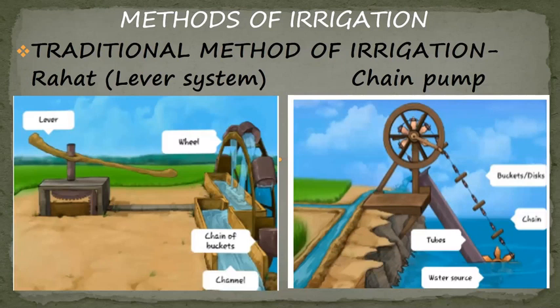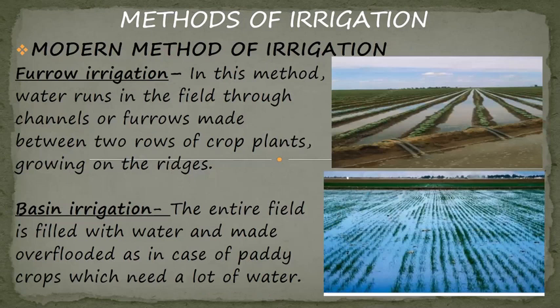Traditional or old methods of irrigation are used so that the water available in wells or lakes is lifted up by different methods for taking it to the field for irrigation. Cattle or human labor is used in these methods. Thus, these methods are cheap and less efficient. Let's study the modern methods of irrigation.